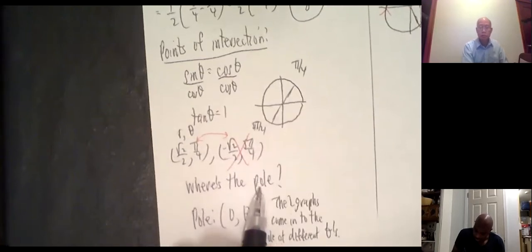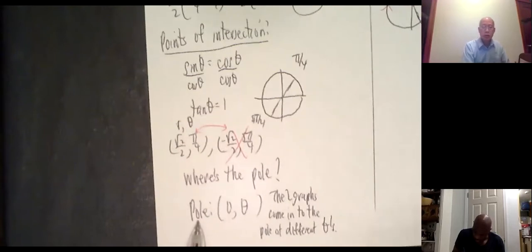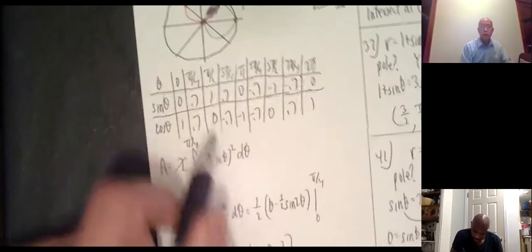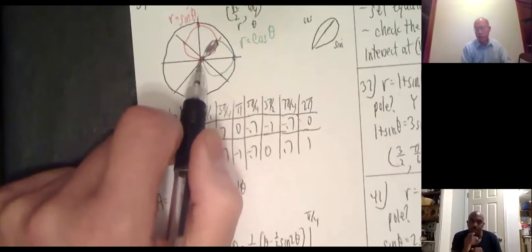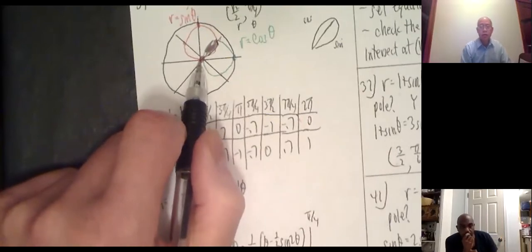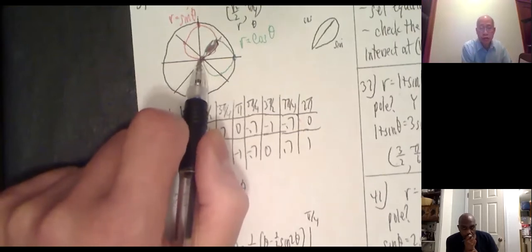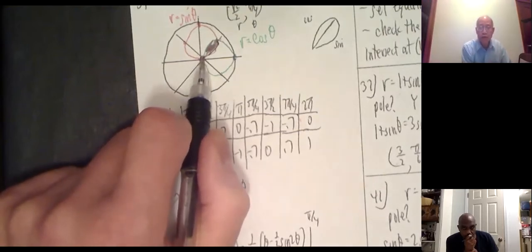Where's the pole? We never got the pole. The reason is because what are the coordinates of the pole? Talked about this before. It's 0 comma theta. Any angle will do. So in polar coordinates, say what's the pole? We say the origin in x and y. In polar coordinates, we're supposed to say the pole. You could say 0, 0, but this is 0, pi over 4. This is 0, pi over 2. 0, 3 pi over 4.